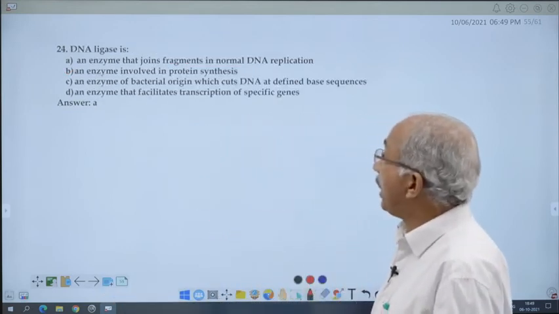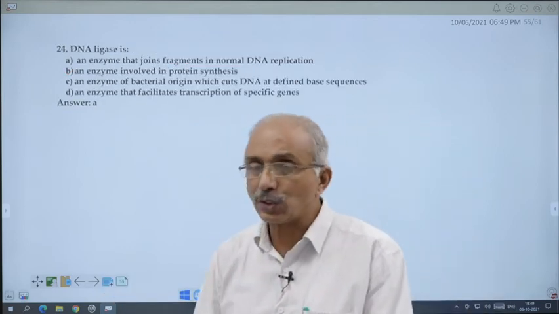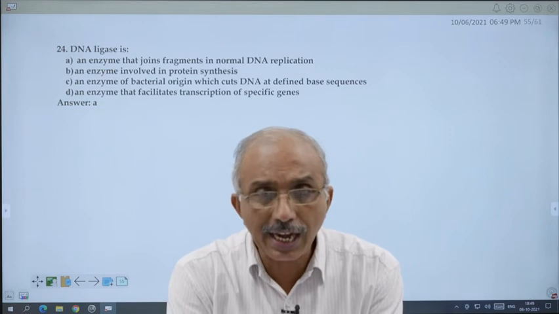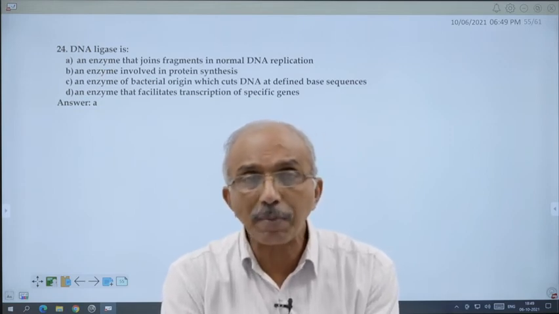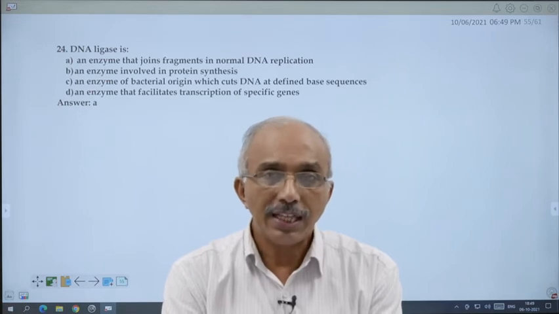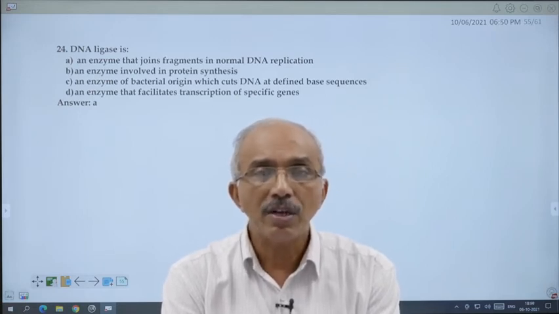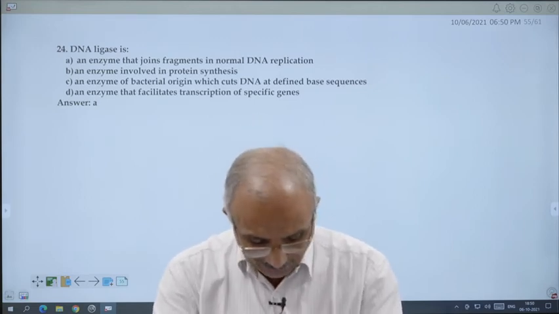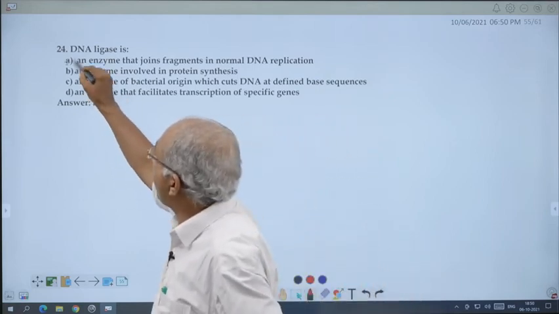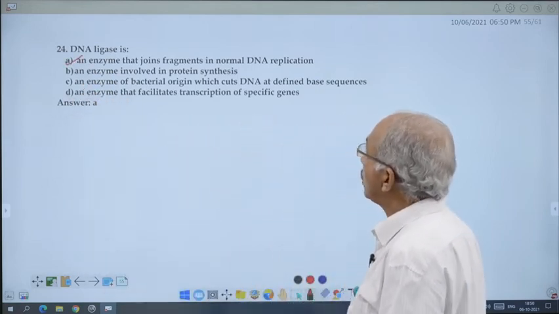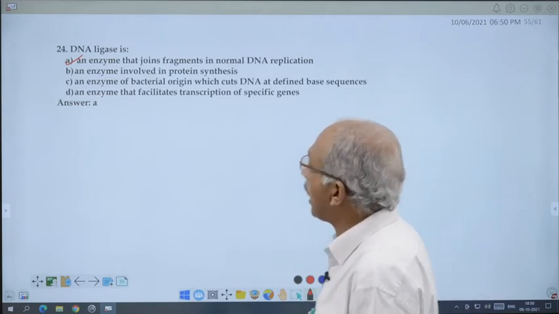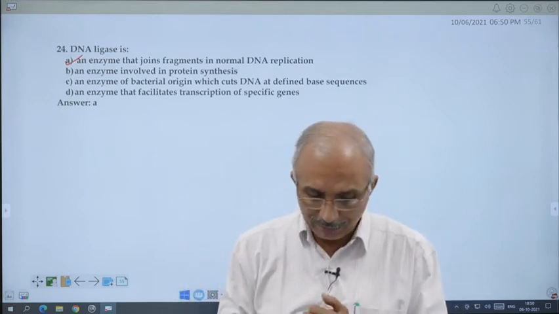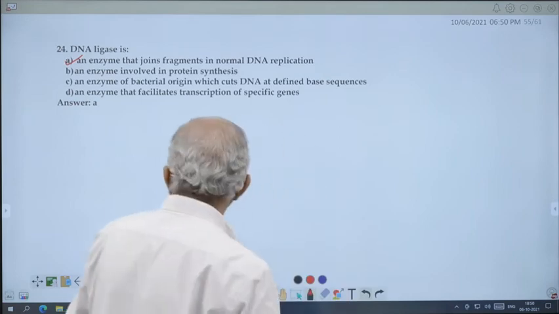Now, question 24, DNA ligase. DNA ligase is an enzyme which joins DNA fragments. Okazaki fragments we had seen earlier in a question. They are produced in small fragments on the discontinuous strand. So these are joined together. So the answer is A, an enzyme that joins the fragments in normal DNA replication. Then, next.